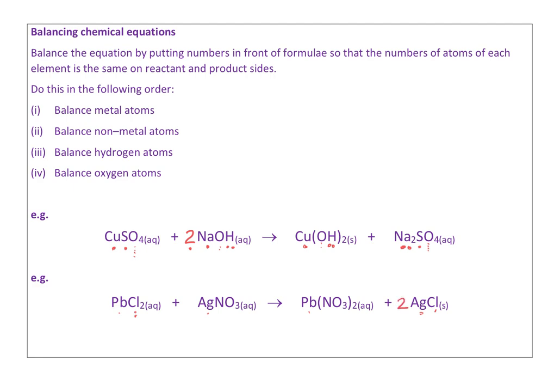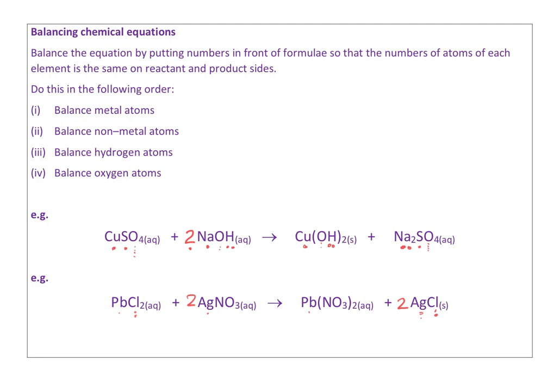So now we have 2 there. But you can see we've stuffed up the silver. So we need to go back to silver. It's 2 silver on this side. There's only 1 on this side. So we need to put a 2 here to balance out the silver. So now we've got 1 lead on each side, 2 silver on each side, 2 chlorine that side, 2 chlorine that side. Then we do the nitrogen.